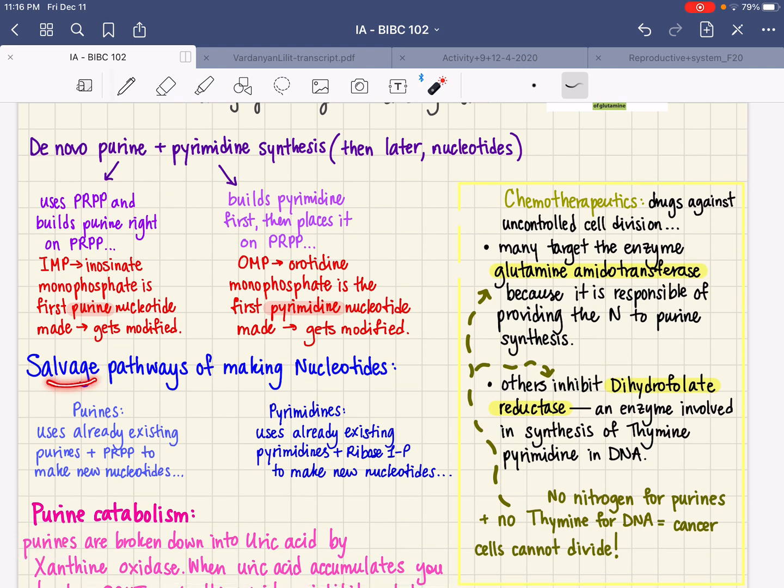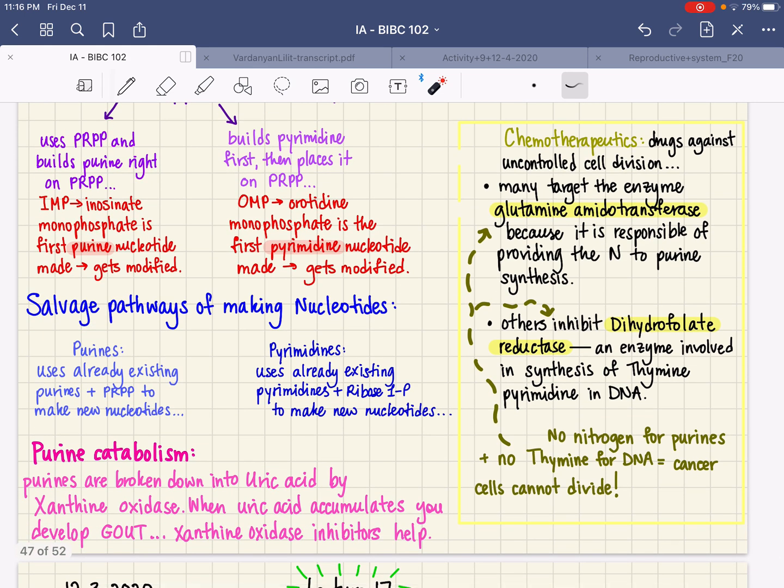Now let's look at the salvage pathway. The salvage pathway of making nucleotides for purines would use already existing purines, and we would add a molecule of PRPP, a few reactions, and we finally make the new nucleotide that we needed. To make pyrimidines, we use already existing pyrimidines, and instead of PRPP, we add a ribose 1-phosphate to make the new nucleotides.